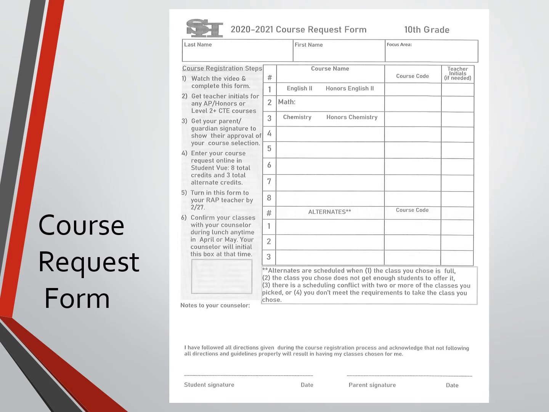This means that if there are too few students to offer a class, it will not be on the schedule next year, which is why it is important to select 3 alternates. If you pick a class that we end up not being able to have, we need to know what class you would like to take in its place.